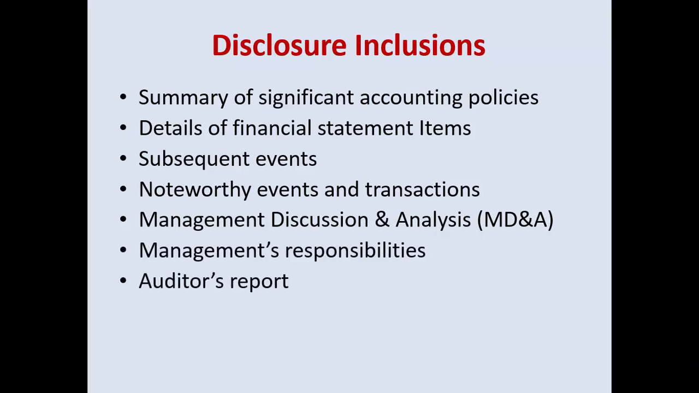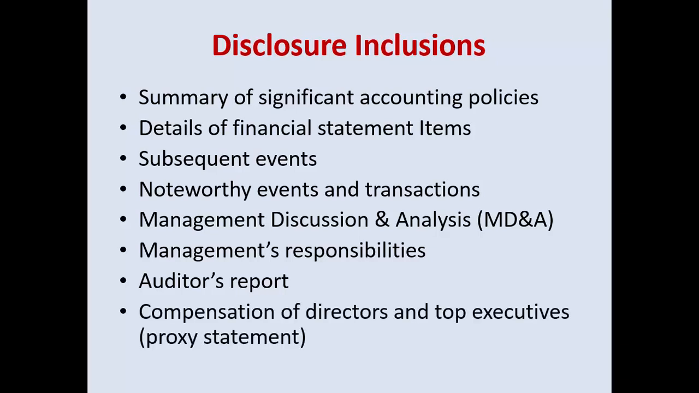Then there should be an audit report. It is required for publicly traded corporations. And then finally, the compensation of directors and top executives. This is called the Proxy Statement. This is the order that it should go in.